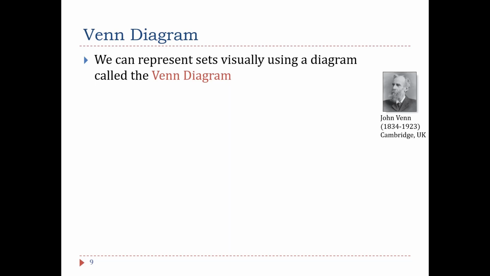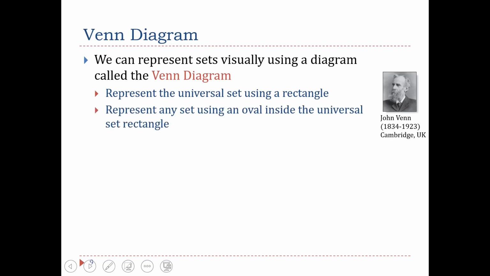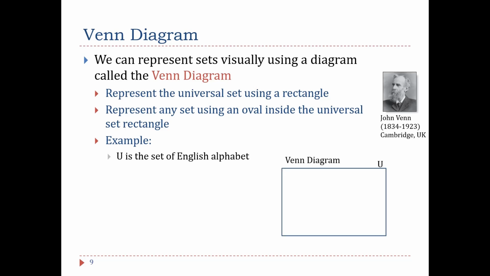I already talked about the Venn diagram, named after John Venn from Cambridge, UK. It's a 2D visual representation of sets in which we represent the universal set using a rectangle, and the sets inside the universal set with ovals.